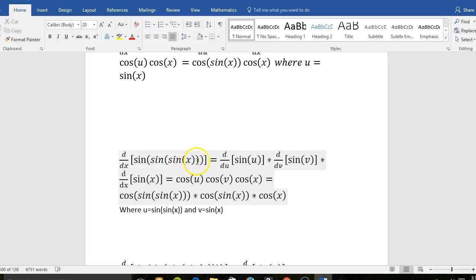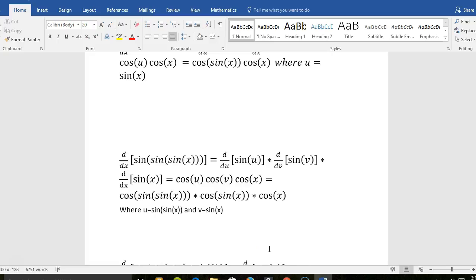So what we have is d by du of sine u is cos u, d by dv of sine v is cos v, d by dx of sine x is cos x. So we have cos u, cos v, cos x. But remember, u and v had to be replaced with what they originally were from the beginning. So we replace u with what he was. So we have the cosine of u, but u is the sine of the sine of x, times the cosine of v, but v is just the sine of x, times the cosine of x, and there's nothing to do with that guy. He's already in good form. All right, so there's that.